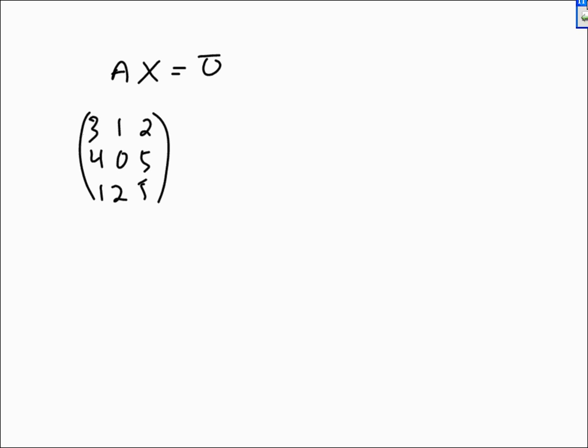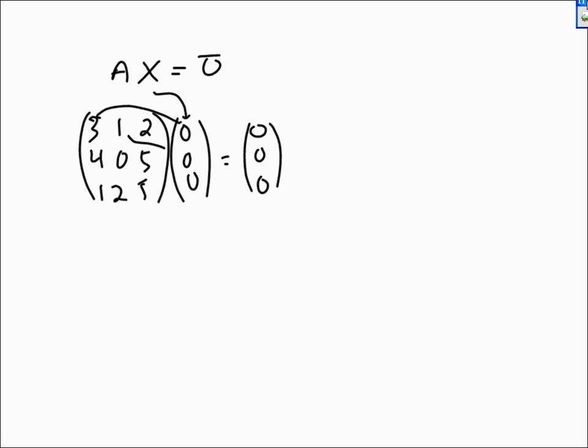If you have a matrix A, with rows 3, 1, 2; 4, 0, 5; and 1, 2, 8, and you multiply it by X, which is X, Y, Z, and you want to get the 0 vector, 0, 0, 0. Well, the trivial solution is, why not just let X equal 0, 0, 0? After all, 3 times 0 is 0, 1 times 0 is 0, and 2 times 0 is 0.